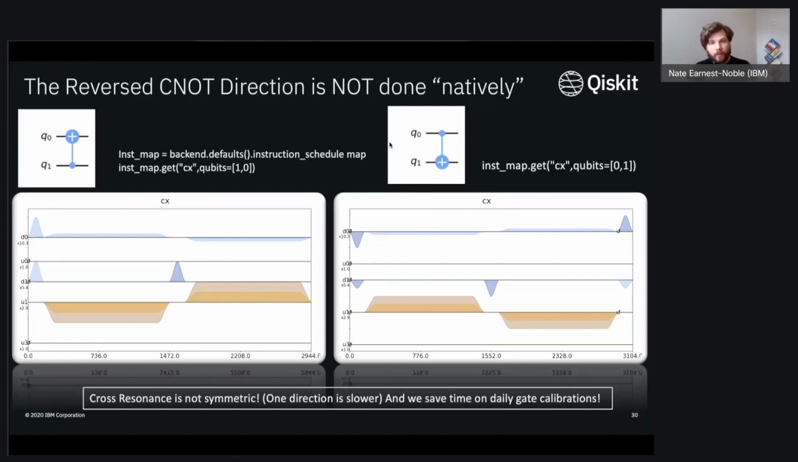This is sort of a Hadamard reversal. It's an identity that exists, say, at the quantum circuit level. And you can see the implementation here where now on this reverse direction, you have some extra gates both on your target and your control. So this is nice actually because one, the cross-resonance gate is not necessarily symmetric.